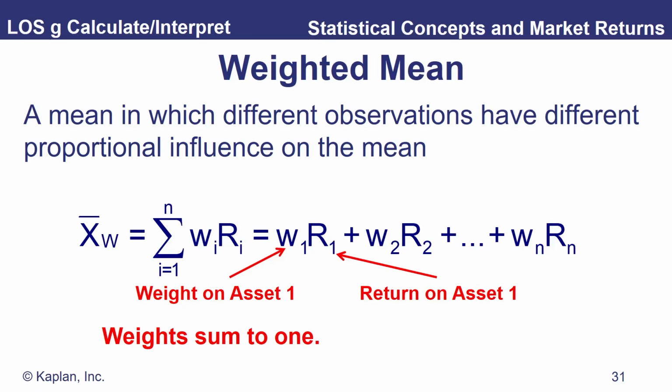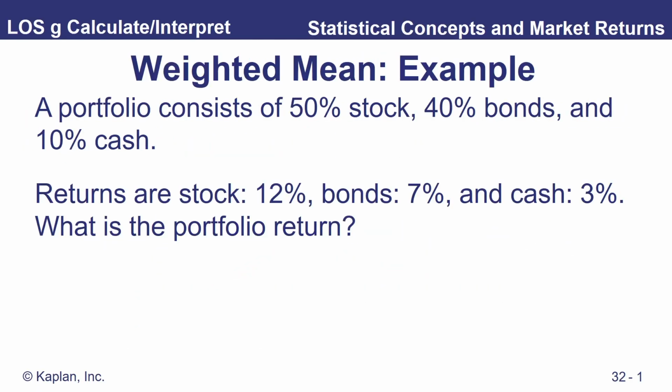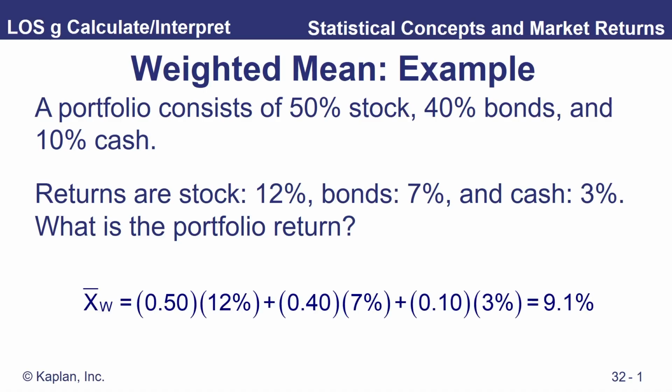Let's have a look at it via an example. So we've got a portfolio here. 50% is equity, 40% is debt, and 10% in cash. And we've been given the expected returns of 12%, 7%, and 3%. So all I'm going to do is take 50% of my stock return, so 50% of 12, 40% of my bond return, so 40% of 7, and then finally 10% of my cash return, so 10% of 3, and then I'm going to sum them together. So here it is.